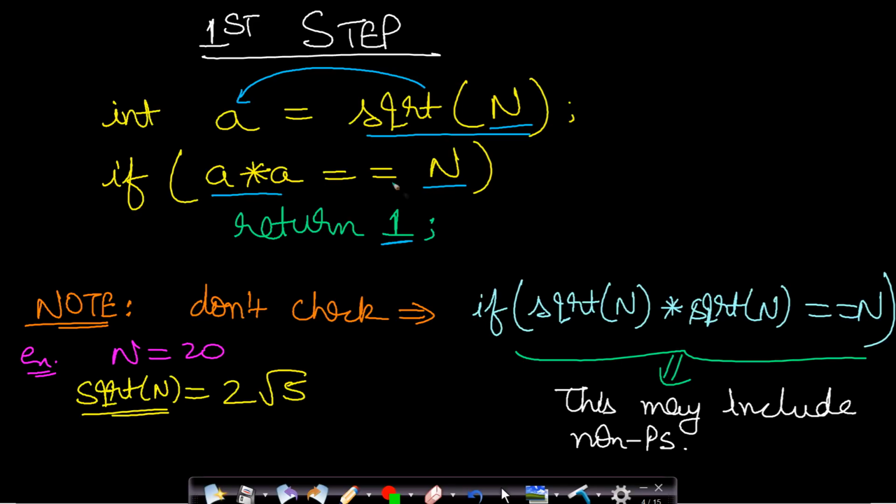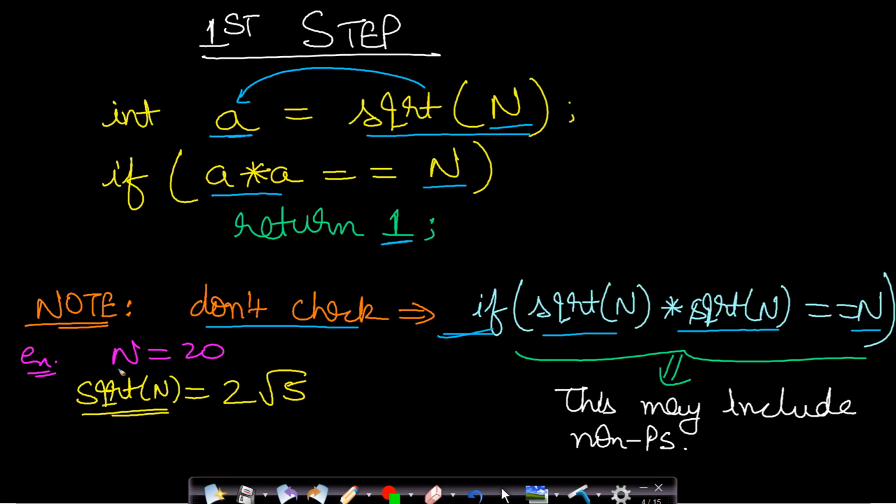Because if you do not do this and you do something like this, square root of n into square root of n should be equal to n, then this might include something like irrational numbers or some decimal numbers as well. You want this a to be the perfect square root of this n. So for that reason you will first store it in an integer value. So this is not a good practice to use.